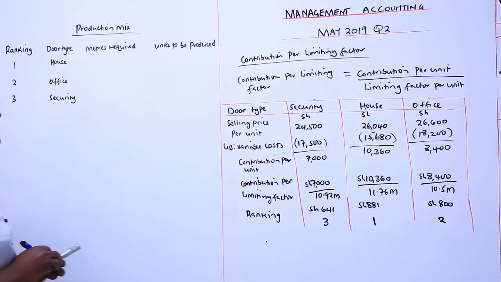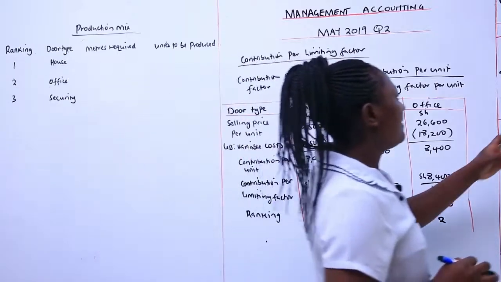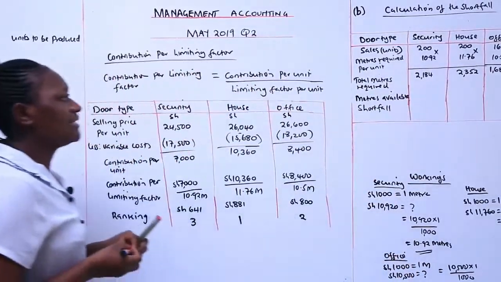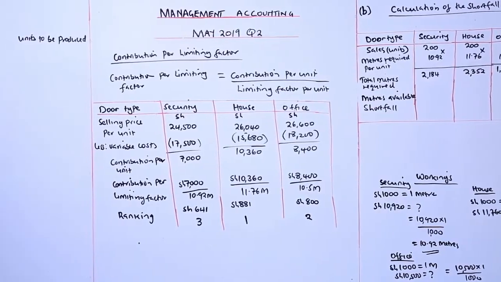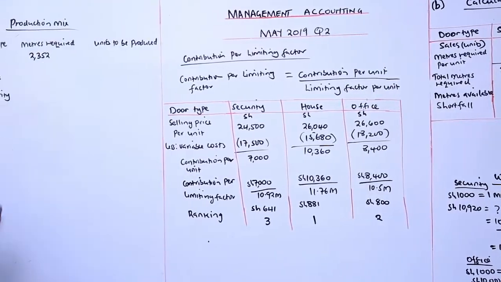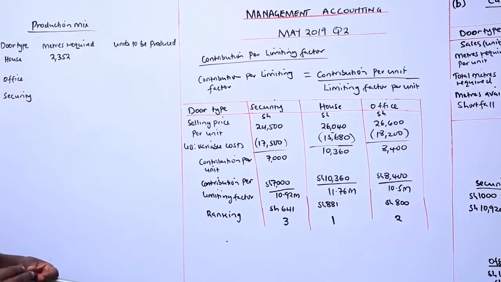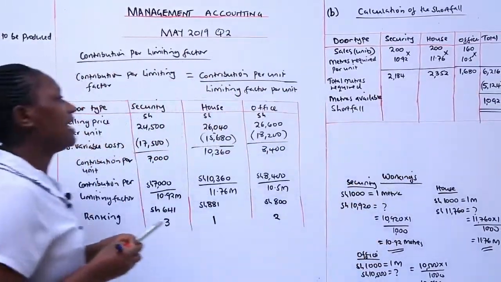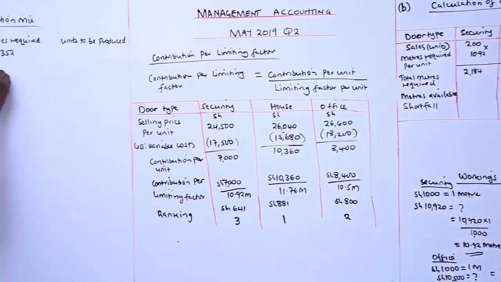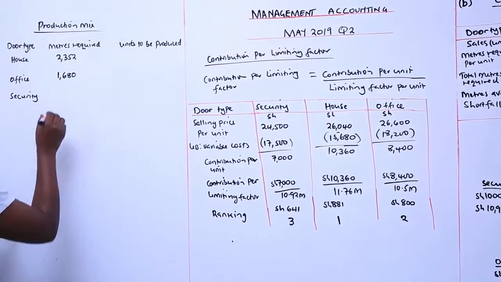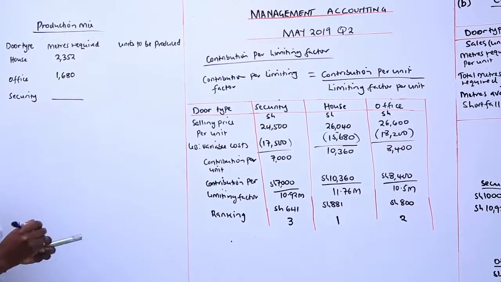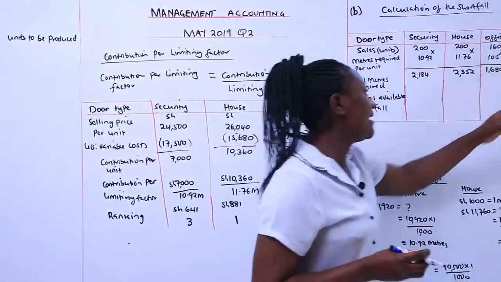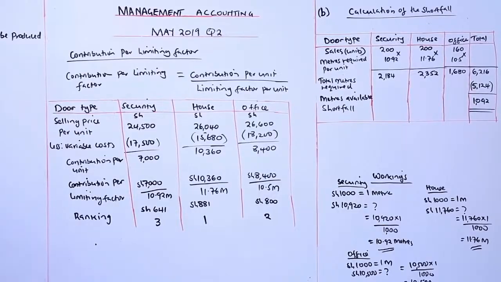Then meters required, we did this in step number 1. The meters required to produce house is 2,352 meters. Those are the meters required to produce a house. Then office is 1,680. Our maximum must equal 5,000. The available was 5,124, meaning we cannot go beyond that.